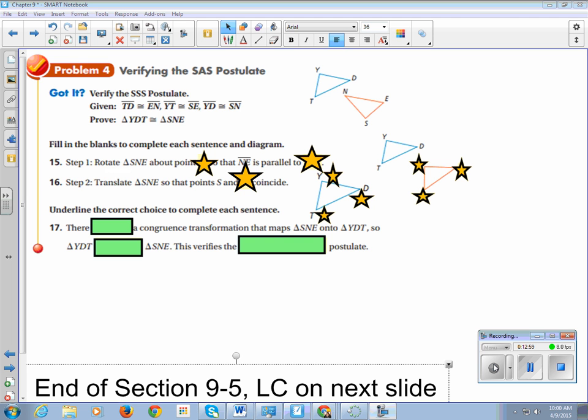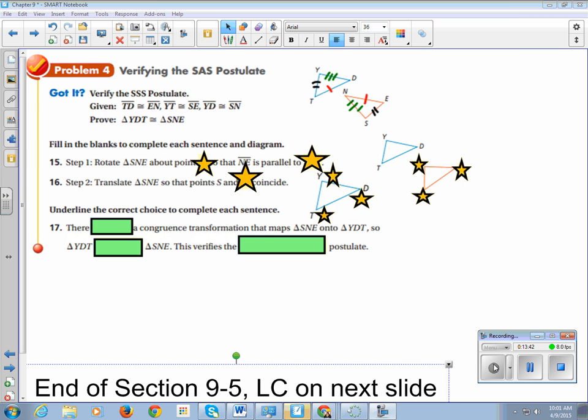All right, problem number 4, we're going to use the side-side-side postulate. We are given, and I always like to write down what we're given on our diagrams, TD is congruent to EN, and YT is congruent to SE, and YD is congruent to SN. We need to prove that triangle YDT is congruent to triangle SNE.